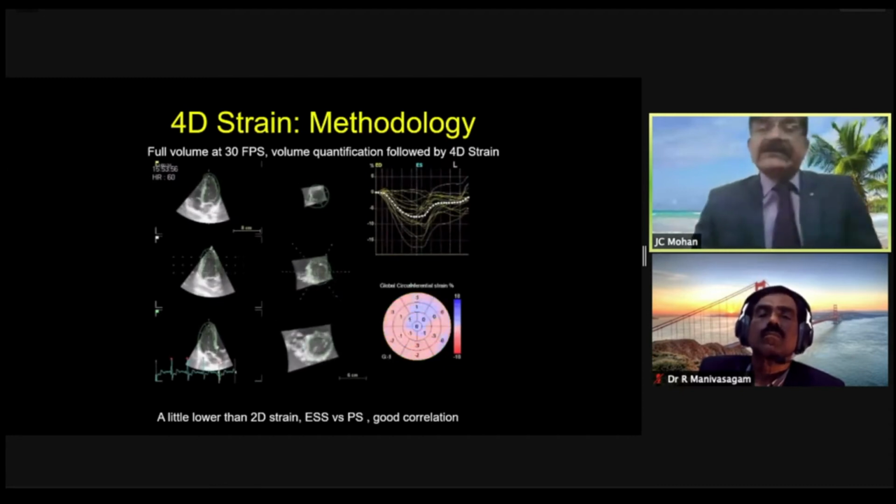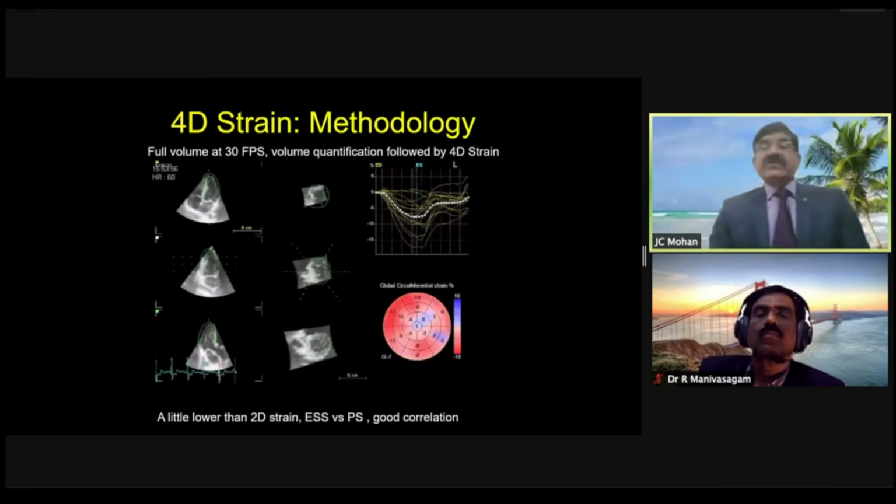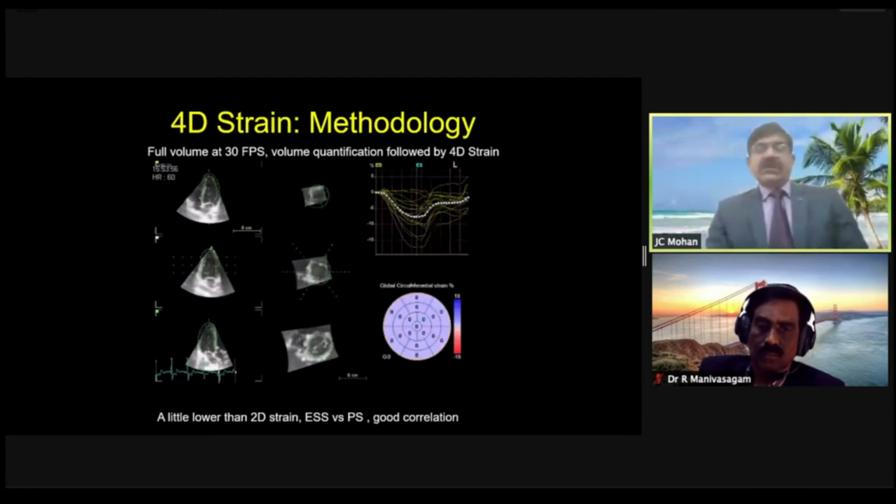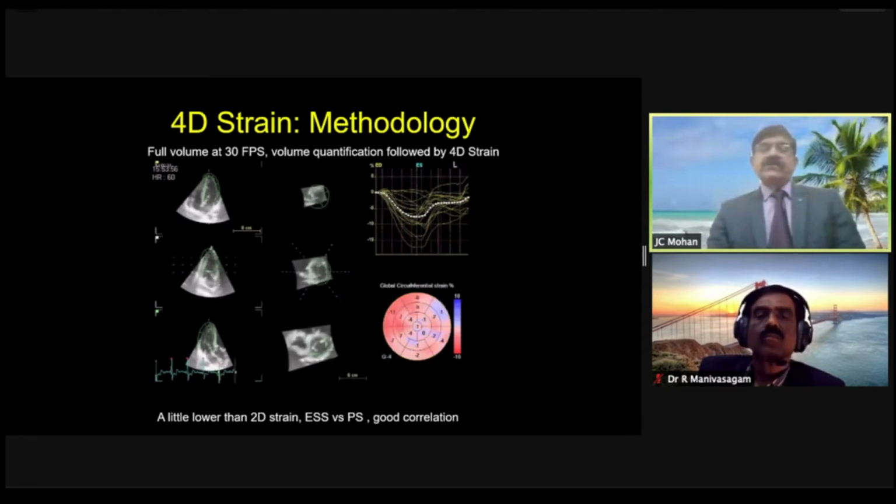Some of the vendors have come out with 4D strain methodology, which is a much simpler thing, which gives you strain in all directions just from a single full volume image. You have a full volume image at 30 frames per second. You do volume quantification followed by 4D strain, and it automatically gives you longitudinal strain, radial strain, circumferential strain, and another additional area strain. And area strain has been shown to have some greater incremental value.